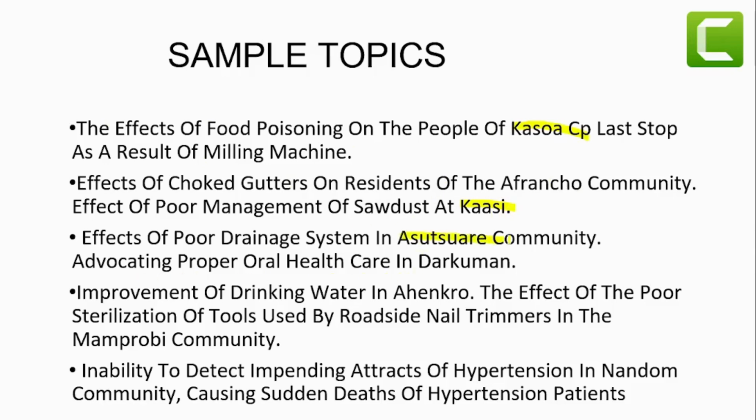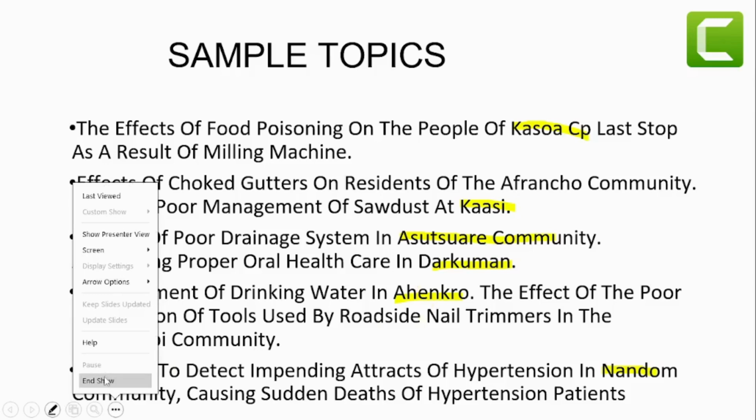Then you have Tuari community. We have Dakuma. We have an crew, right? Then we have Nandum here, right? So from the topics listed here, we can identify one important thing to include: the name of your community, right?